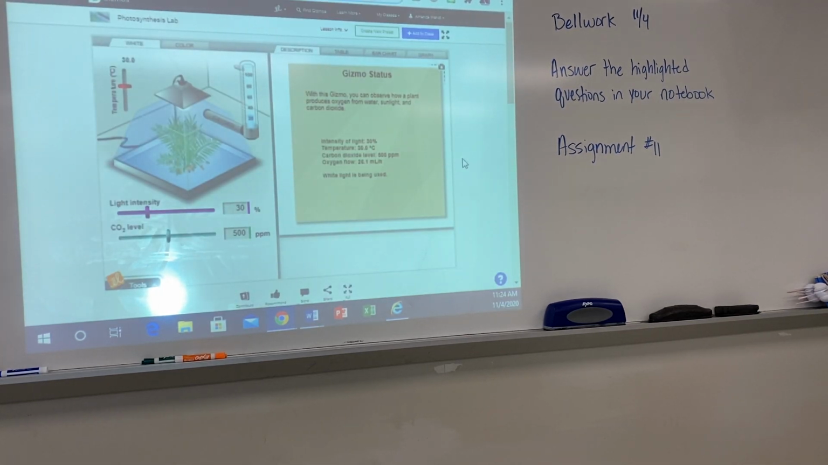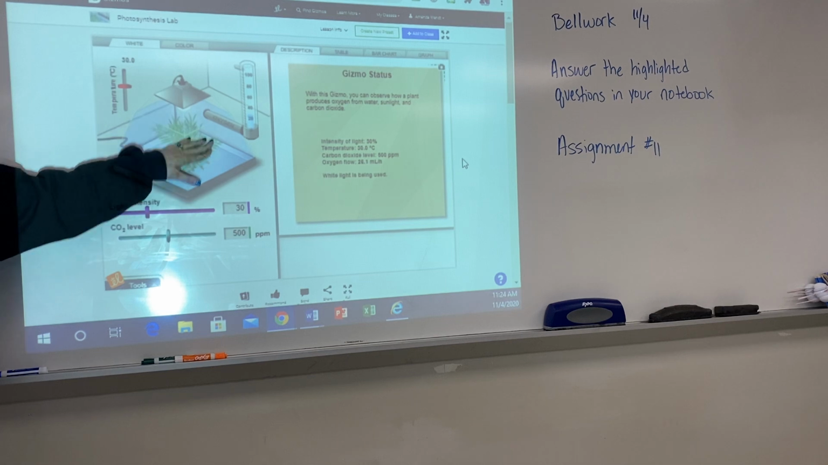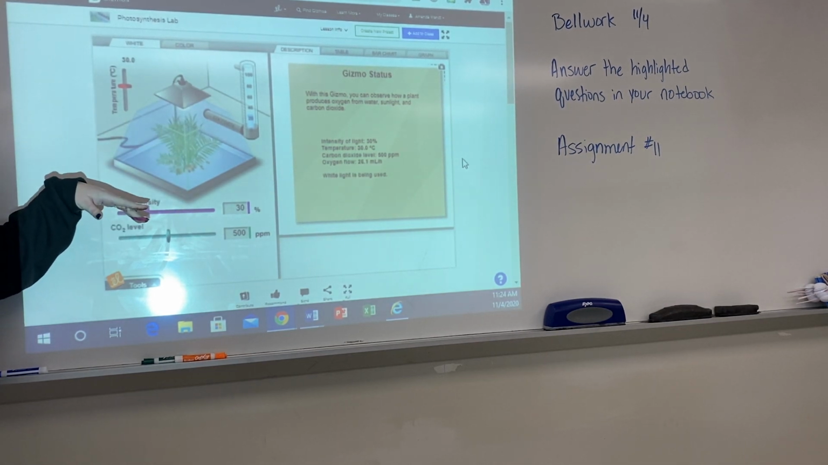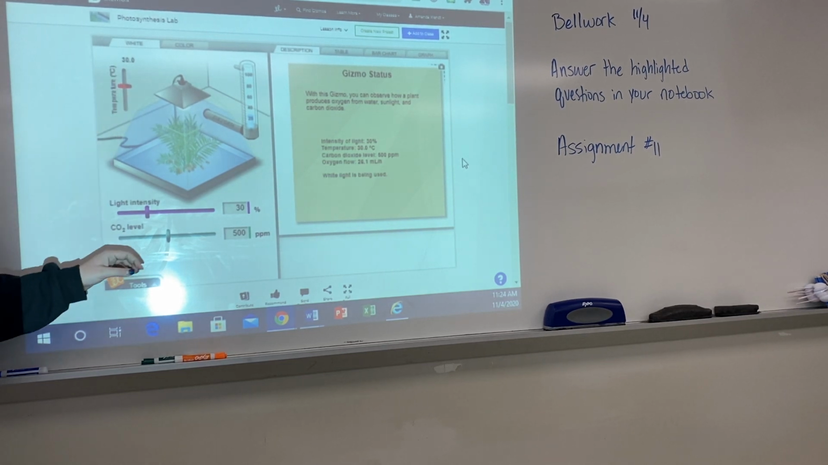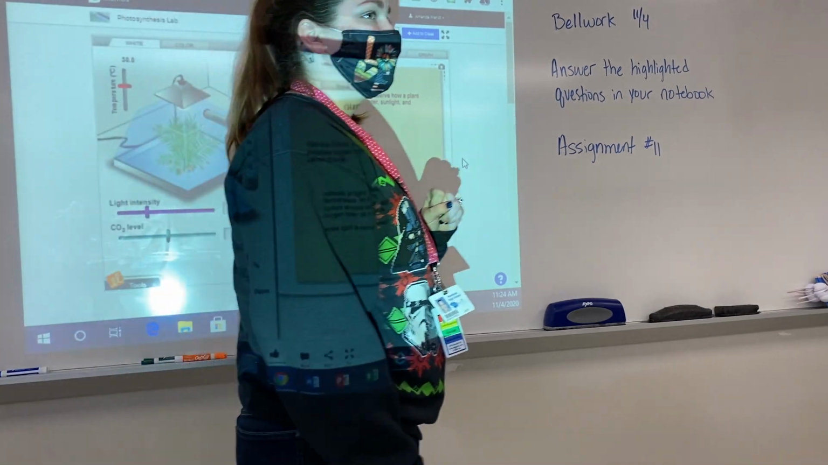Okay, so we have this scenario happening. We have a plant underneath a light source in an enclosed area, and then we have access to different temperatures, so we can change the temperature, we can change the light intensity, and we can change the CO2 level. So I want you, underneath your bell work, to make two predictions.